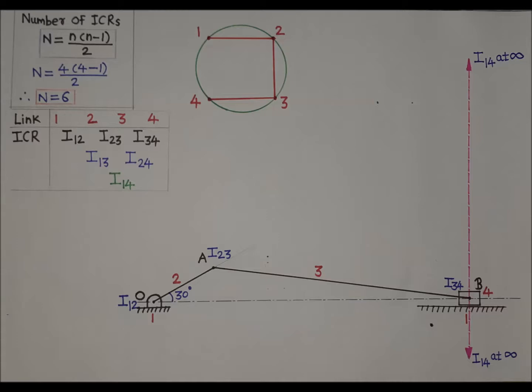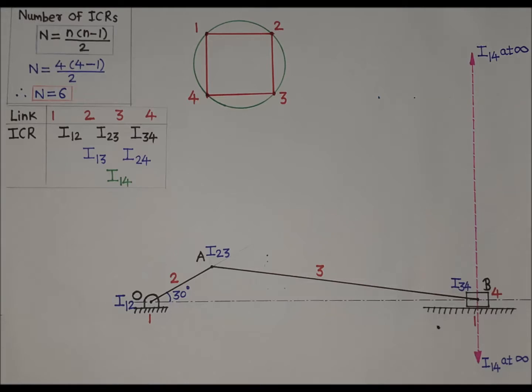As we know, ICR I14 is at infinity on vertical line. In circle diagram, draw line joining point 1 and 4. Here you can notice line is not drawn between point 1 and 3 in circle diagram because I13 is not located yet. Similarly, line is not drawn between point 2 and 4 in circle diagram because ICR I24 is not located yet.